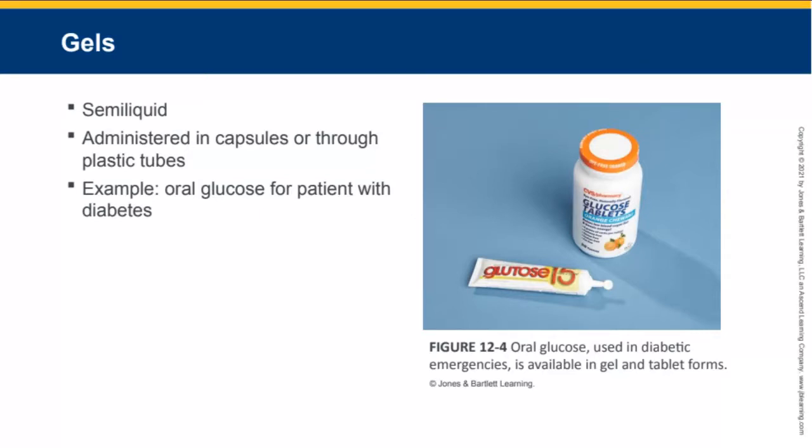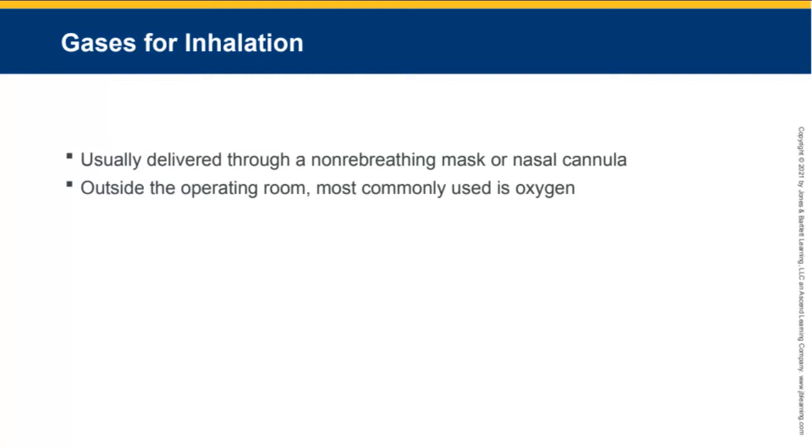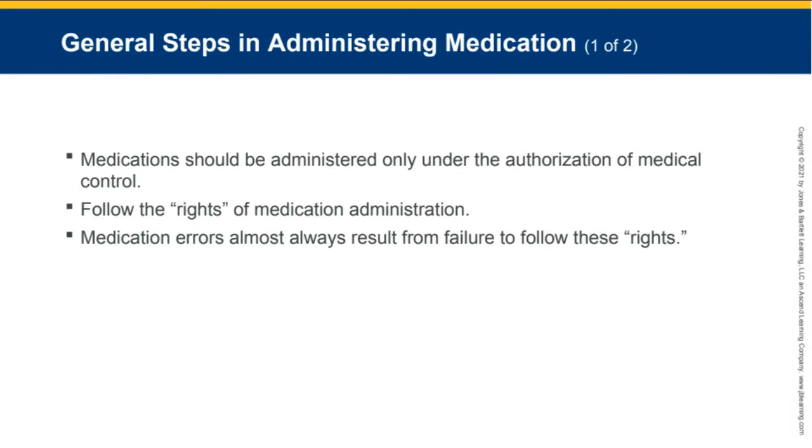Semi-liquids or gels. Gels are semi-liquids. They're administered either in capsule form or through plastic tubes. We have an example there of oral glucose for a patient who is diabetic and has gone hypoglycemic. Gases for inhalation. Usually outside the operating room, the most common gas for inhalation that we will come across would be oxygen. It's usually delivered through a non-rebreathing mask or a nasal cannula.